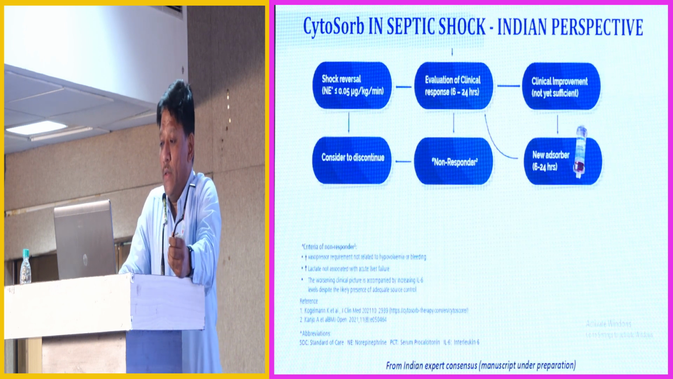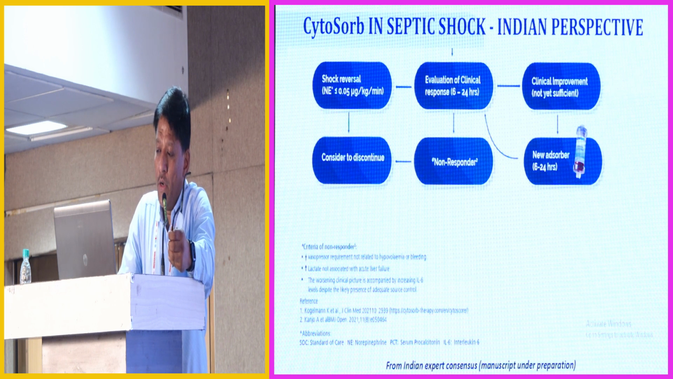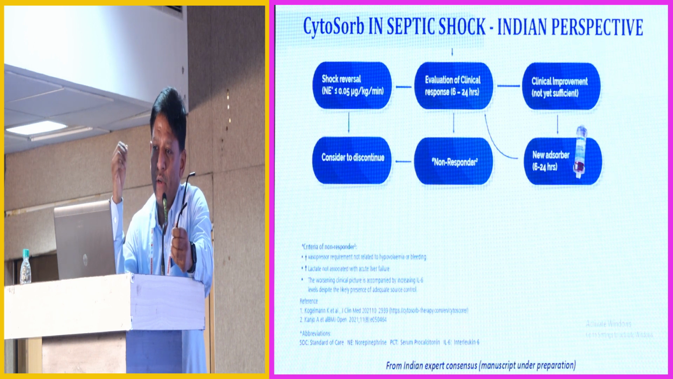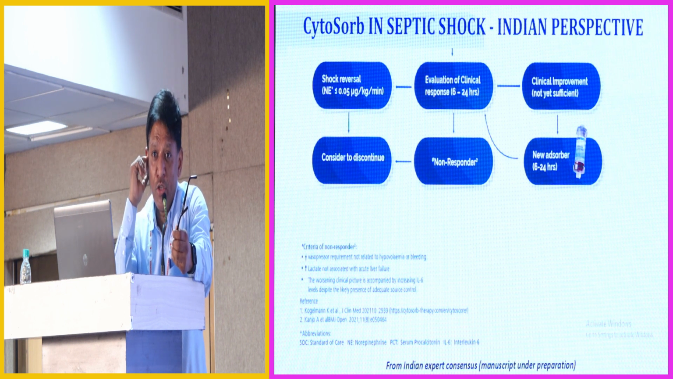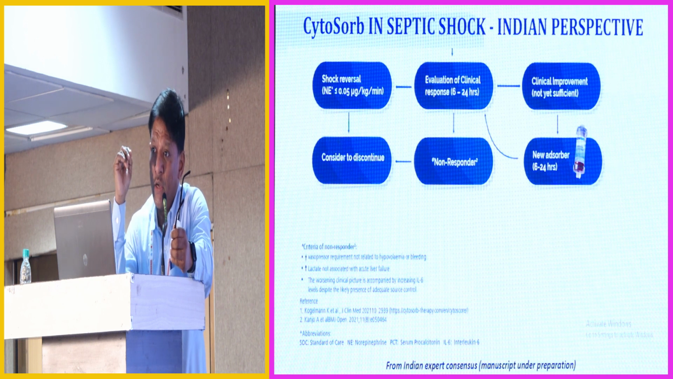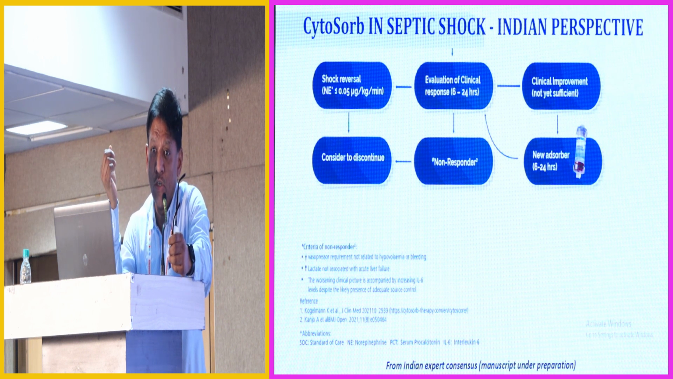And then how to continue or stop it. After 6 hours of using the device, at 6 to 12 hours, evaluate the patient. If there is significant clinical improvement, shock reversal, or the vasopressor requirement has come down by 50%, you have achieved your target and you stop the device. If partial recovery or partial improvement has happened, then you continue with a second device after 6 to 12 hours, in some cases 16 hours. If the patient has worsened in the 6 hours of using CytoSorb, obviously there is no point in continuing a second device.